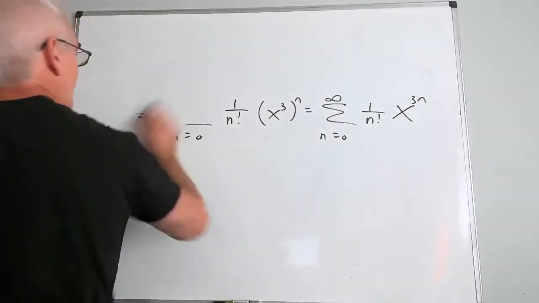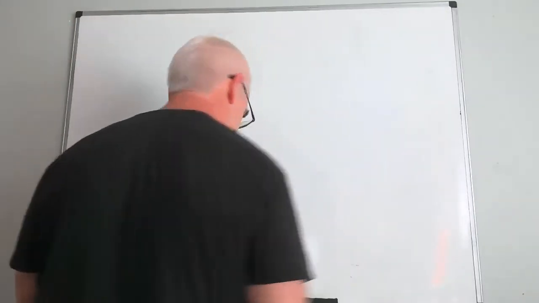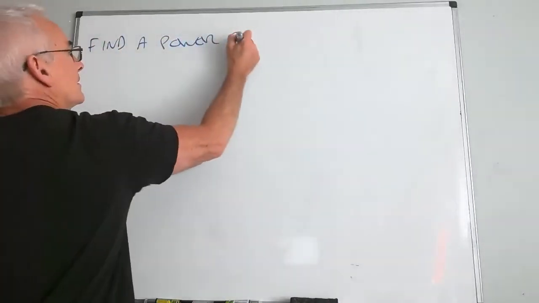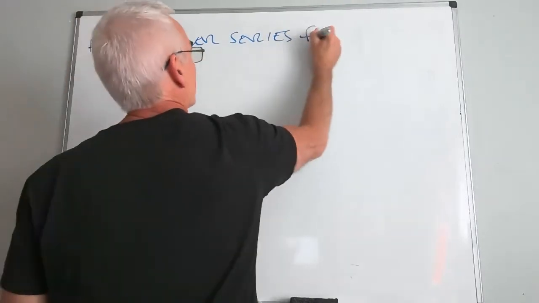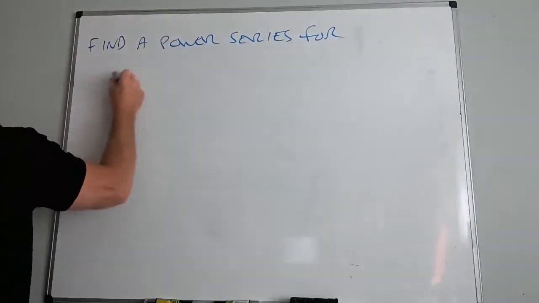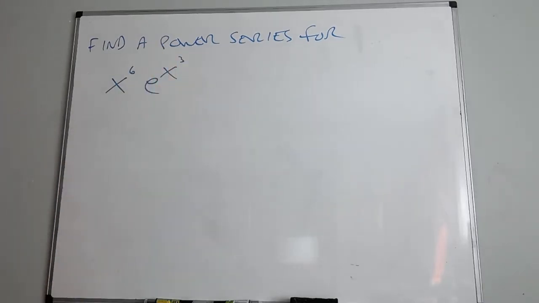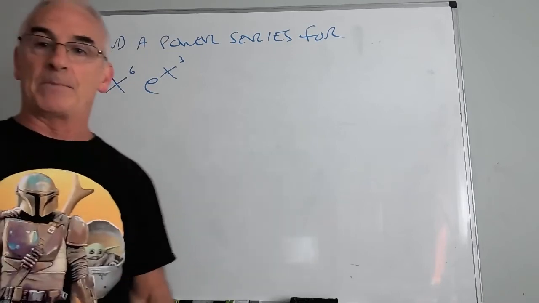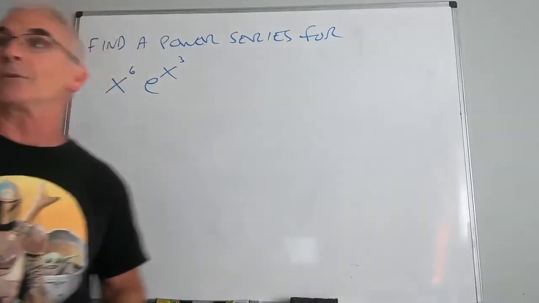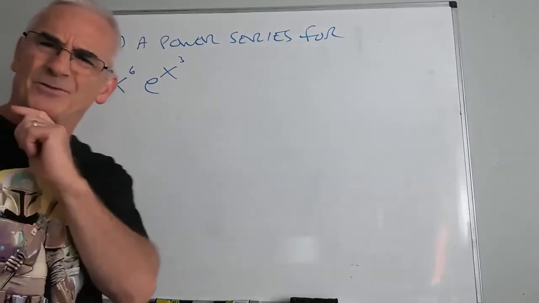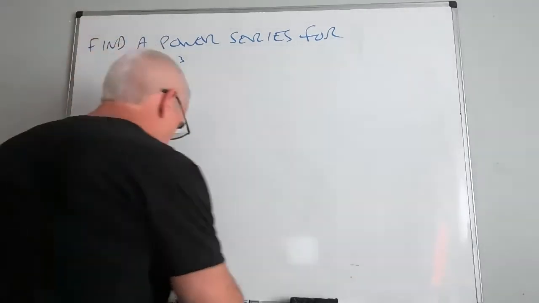All right, well, here's what I'd like you all to do. I want you all to take just a minute, and I want you to find a power series for x to the 6th power times e to the x cubed. I want to find a power series for this, because maybe I'm going to need to integrate this at some point. Maybe I'm going to need to manipulate this, evaluate this, whatever. I want a power series for this. How can I do something so crazy? Well, let's walk through it.